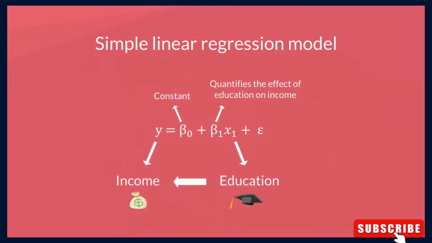The last term is epsilon. This represents the error of estimation. The error is the actual difference between the observed income and the income the regression predicted. On average, across all observations, the error is 0.